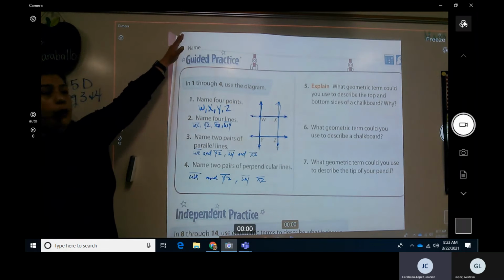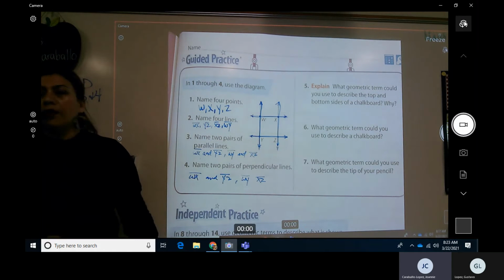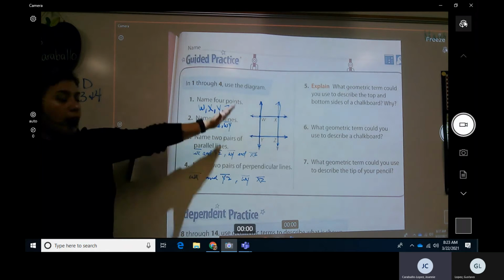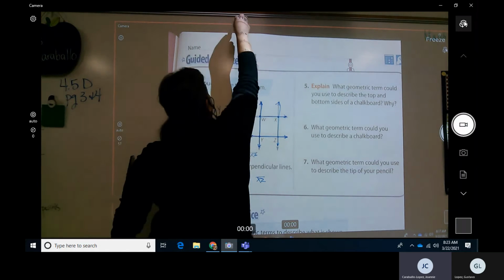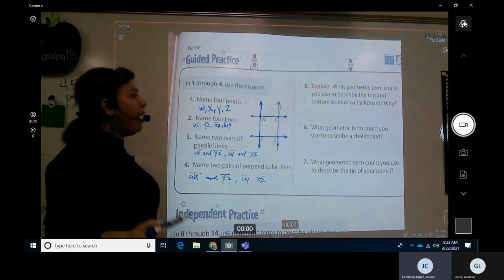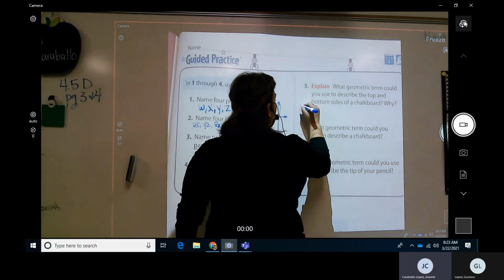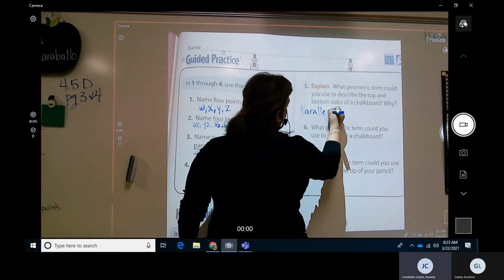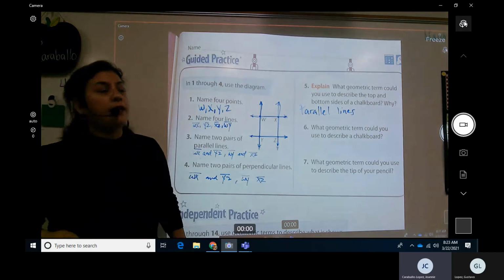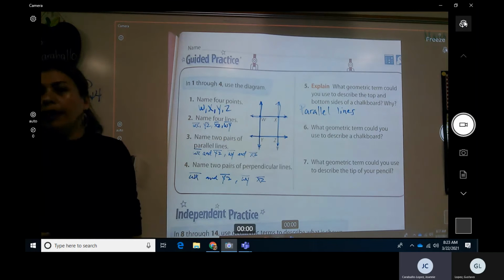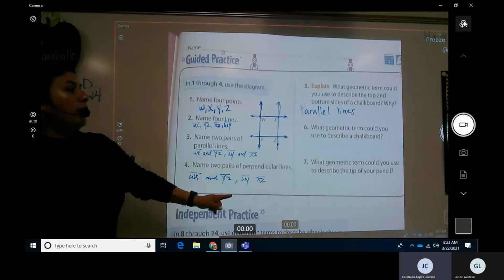What kind of line would be the top and the bottom of this chalkboard? ¿Qué tipo de línea sería la parte de arriba y la línea de abajo de esta pizarra? ¿Qué sería? Parallel lines. Excellent. Parallel lines. ¿Por qué? Why? Because they're not touching each other. Excellent. Okay? Están separados.